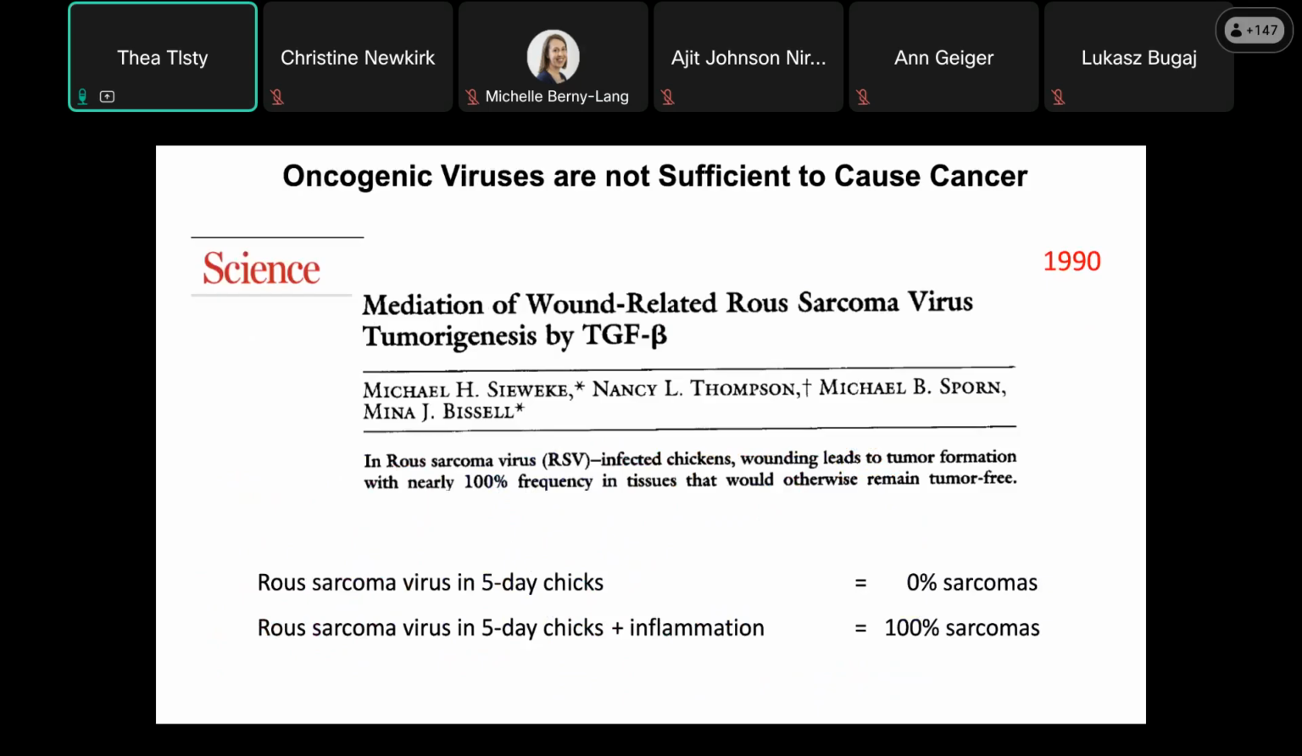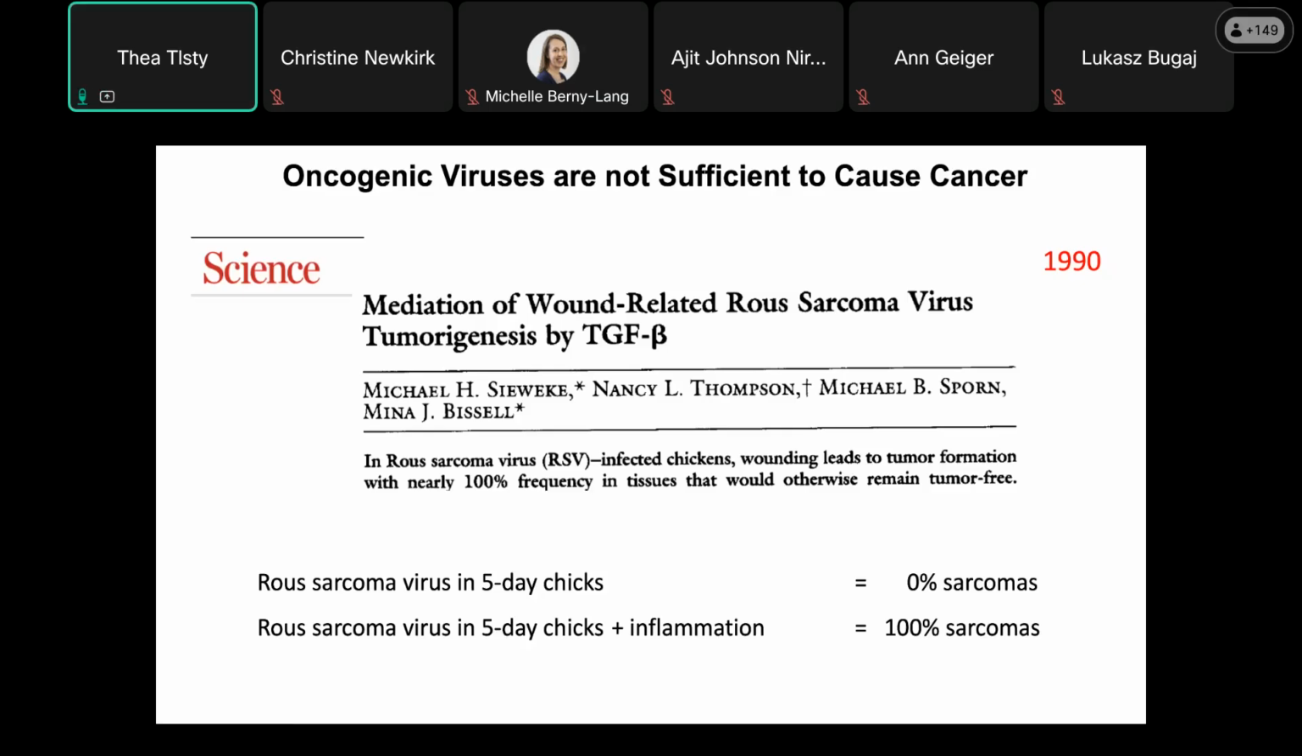But here is an example from viral carcinogenesis. By this time, 1990, we knew that the Rous sarcoma virus could easily form cancers, but here's a chick that's expressing Rous sarcoma virus in all the cells of its body, yet there are no sarcomas. But if this chick gets wounded, scratched in any way, if it has inflammation, now at that particular site, there's 100% incidence of sarcomas, indicating that the oncogenic viruses by themselves are not sufficient.